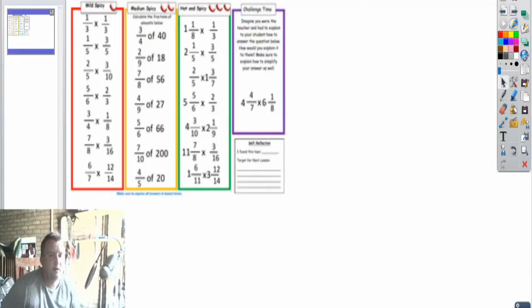Okay, good morning everyone. I don't have a video for this work that I've set for the home learning for Tuesday, so I'm doing a video just separate to it, and I'm going to go through it in detail with you. I found this worksheet.